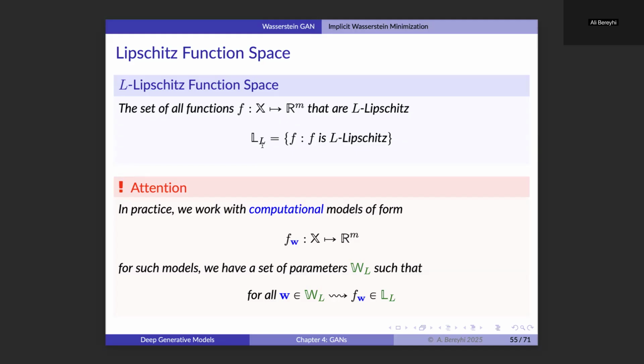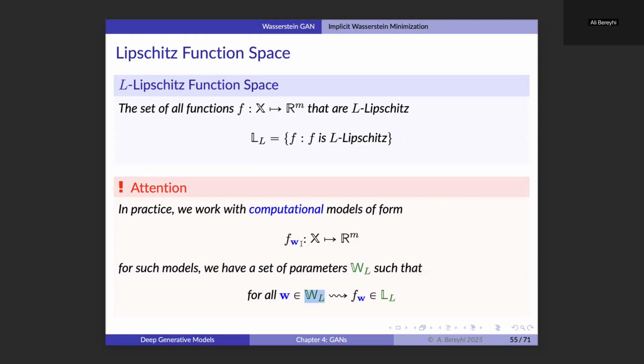Now, if I want to somehow limit that set of functions to be Lipschitz, it means that I should think of only those parameters for this model. So this is what I'm showing here with set W_L. Say I want this neural network to be Lipschitz. For the moment, forget about the value of L. I want it to be Lipschitz.